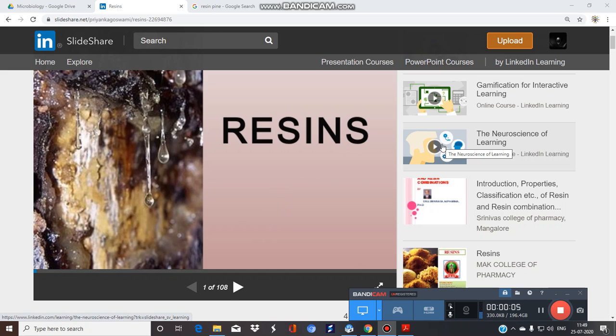So let's start the next topic, that is the resins. I hope you remember the general introduction about the resins. Resins are amorphous products of complex chemical nature. Yes, these are an amorphous mixture of, number one, essential oils; number two, the oxygenated products of terpenes; and number three, carboxylic acid. And yes, they are found as an exudation from the trunk of various trees.